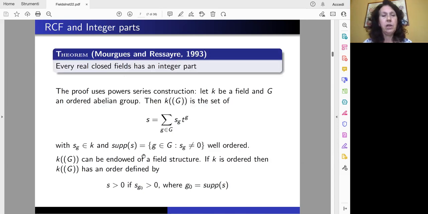The connection between real closed fields and models of Peano Arithmetic comes from a result by Mourgues and Ressayre, also mentioned yesterday in the talk of Alessandro Berarducci, where they prove that every real closed field has an integer part. And they use a power series construction, which I recall briefly.